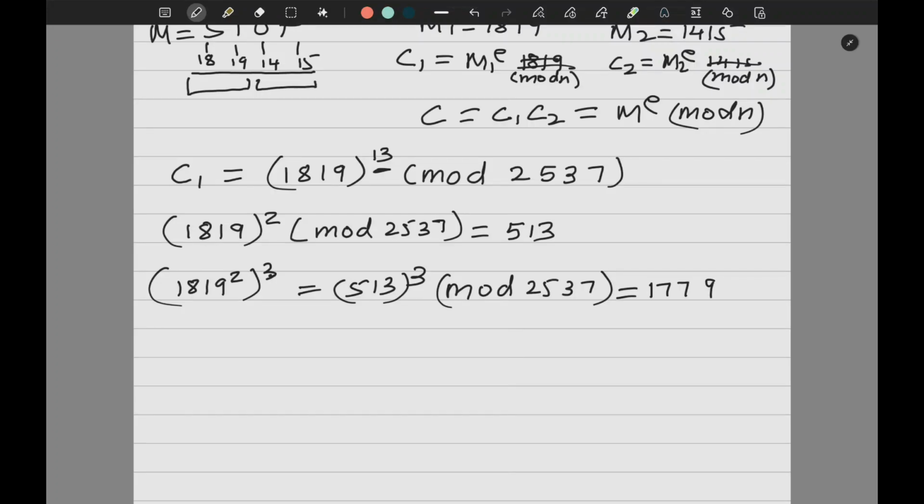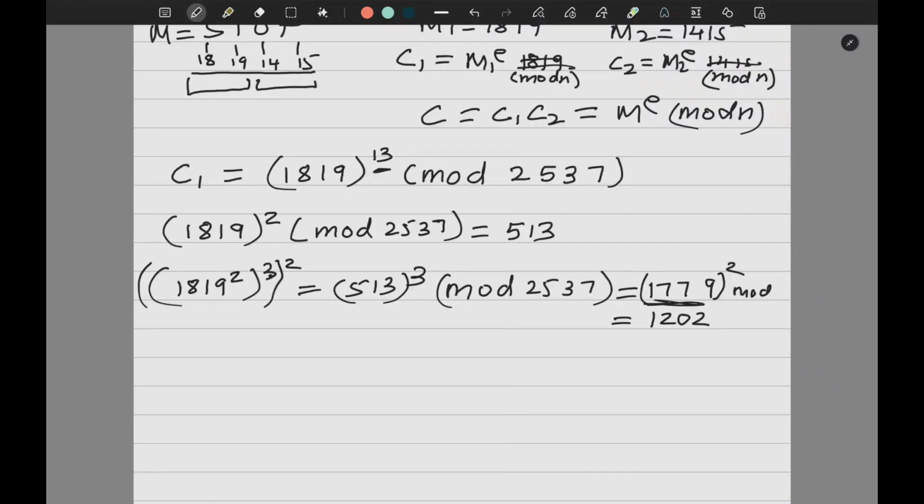Now this is the 1819 to the power 6. I want to go till 13. So now you raise it to the power 2 again. So it will become 12. And here again mod. So now again you have to solve this and reduce it. So again take out your calculator. 1779 square divided by 2537. So I got 1247 point something. So minus 1247, I got a decimal part, multiplied by 2537. So I got 1202. Okay. So I got 1202.